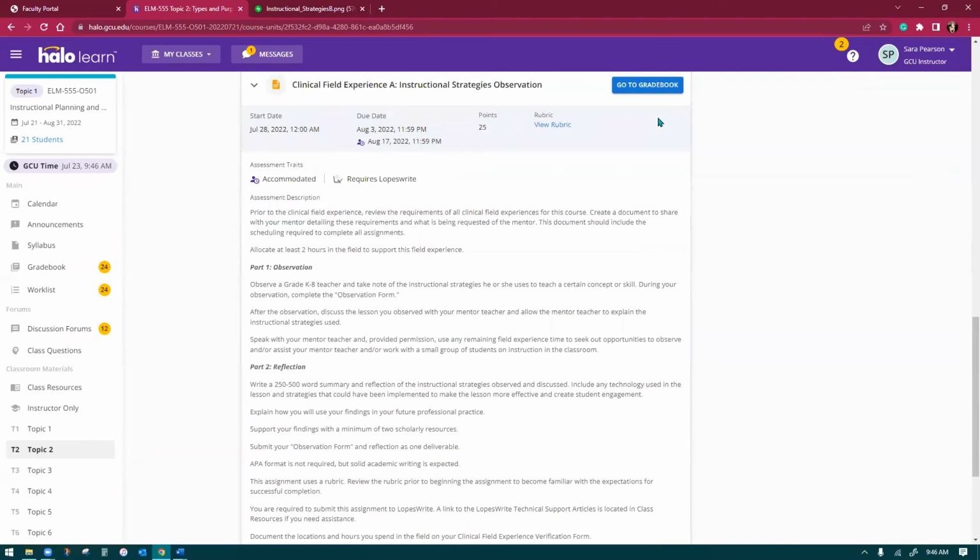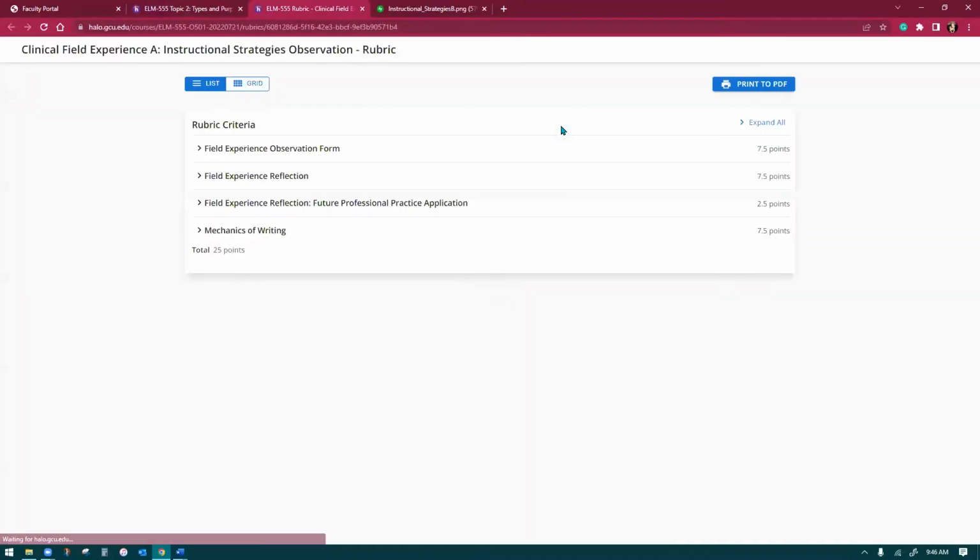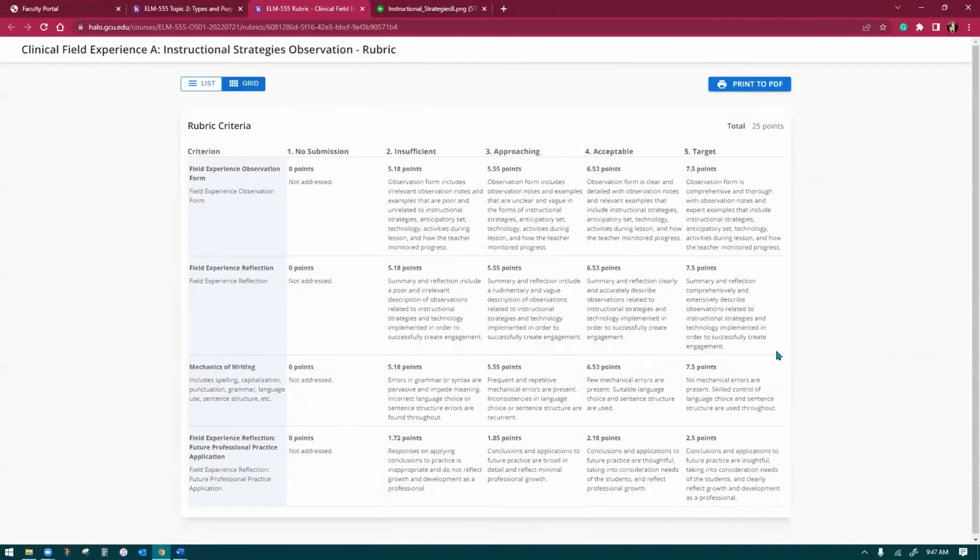Make sure that you always look at your rubric when you are doing assignments, because this will show you exactly how you'll be graded. Here you can see that completing the form is one of the ways that you're graded. Then you'll see that your reflection is another grading. And then we'll look at mechanics. And then really this is important to me, which is your future professional practice.